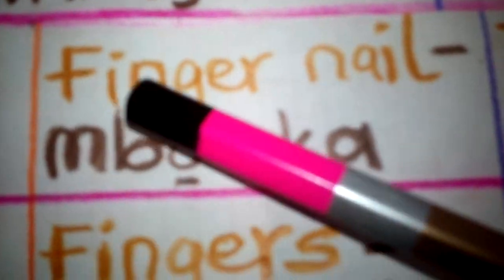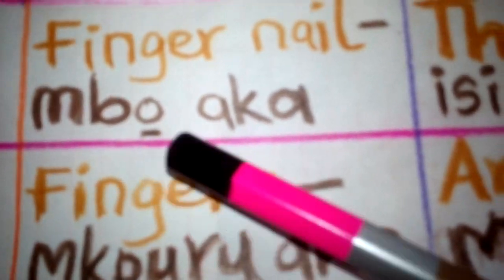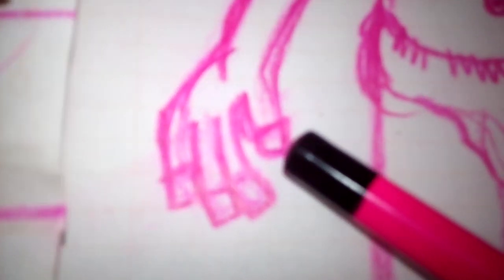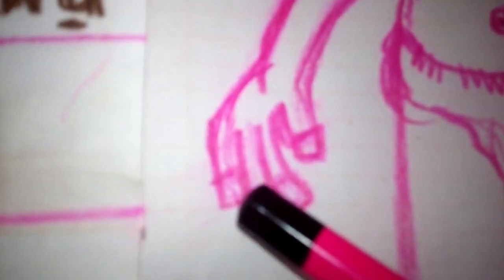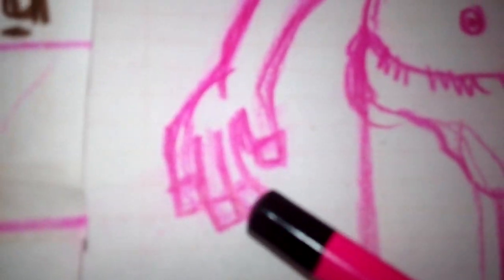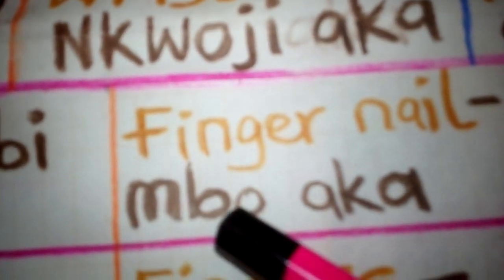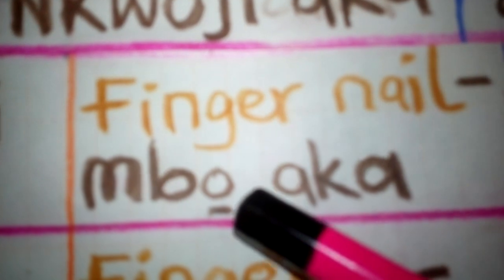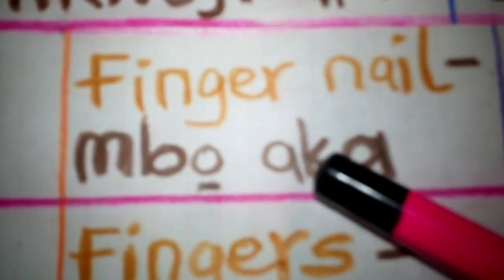Fingernail in Igbo is mbo aka. Mbo aka is this square thing where you put your cutex, you rub your cutex, is what we call mbo. You can say mbo or you say mbo aka. Aka is hand, so mbo aka.